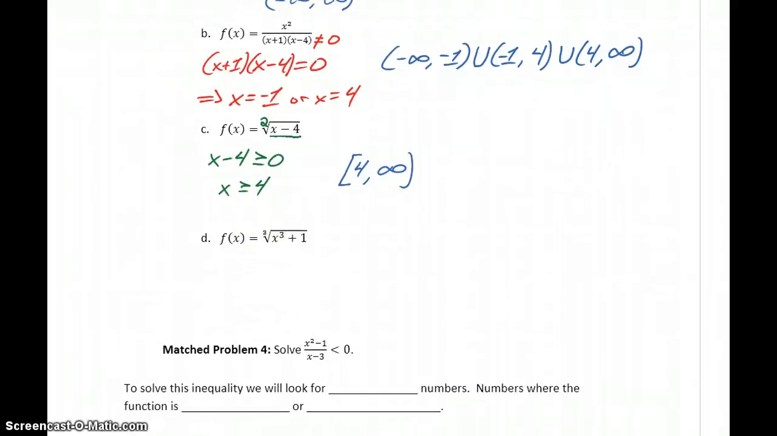In part D, again, we have a radical problem. What we have to consider is x cubed plus 1. That's a polynomial function, so again, that's continuous everywhere. And we're taking the third root, so we have an odd root, so we don't have to worry about x cubed plus 1 being non-negative. So this function is going to be continuous on negative infinity to positive infinity.